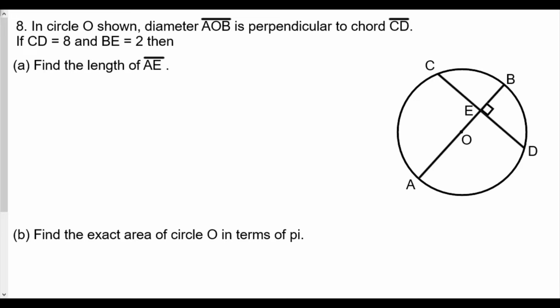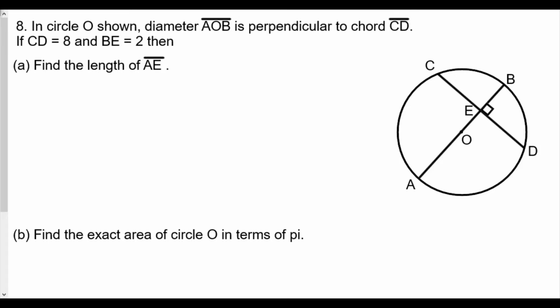So here we go. Circle O shown, diameter AOB is perpendicular to chord CD. CD is 8 and BE is 2. We want to find the length of AE. The very first thought was to do some type of quadratic equation. And I thought to myself, wait a minute, hold on a second here.